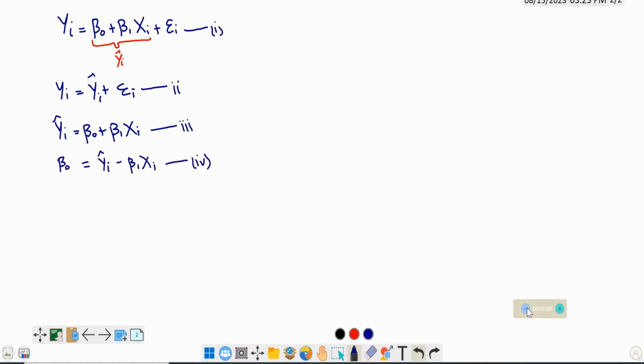However, this approach would yield multiple values of beta naught. For example, if we have 4 observations on y and x like we were having in our previous example, by substituting each pair of x and y values one by one into equation 4, we would get 4 distinct values of beta naught. Similarly, if your sample size is 10, you would end up with 10 distinct values of beta naught. Nevertheless, I previously mentioned that both beta naught and beta 1 should have single values.